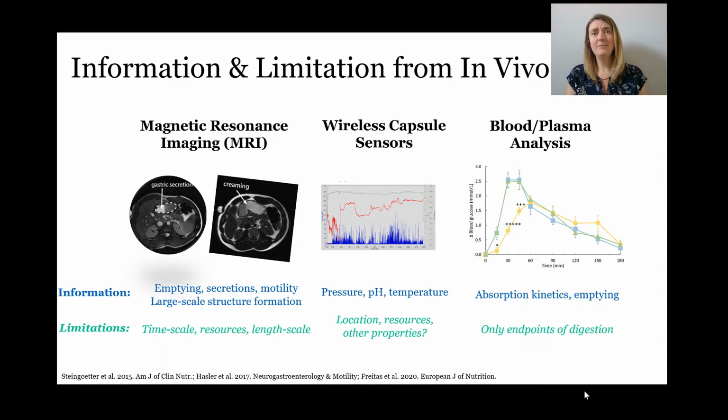You can also take blood and plasma analysis, which is great to understand the absorption of different compounds. However, although you can get an endpoint measurement from these plasma analyses, you don't see anything in between. But we want to unravel what happens to our food from the time that we eat it to the time that it comes into our blood. And so to unravel that middle part, that's where we've turned to these in vitro models.